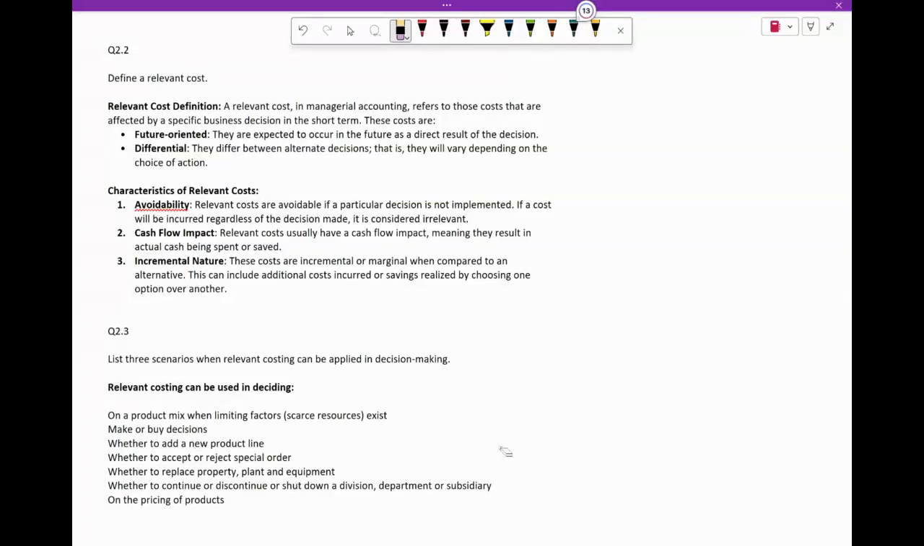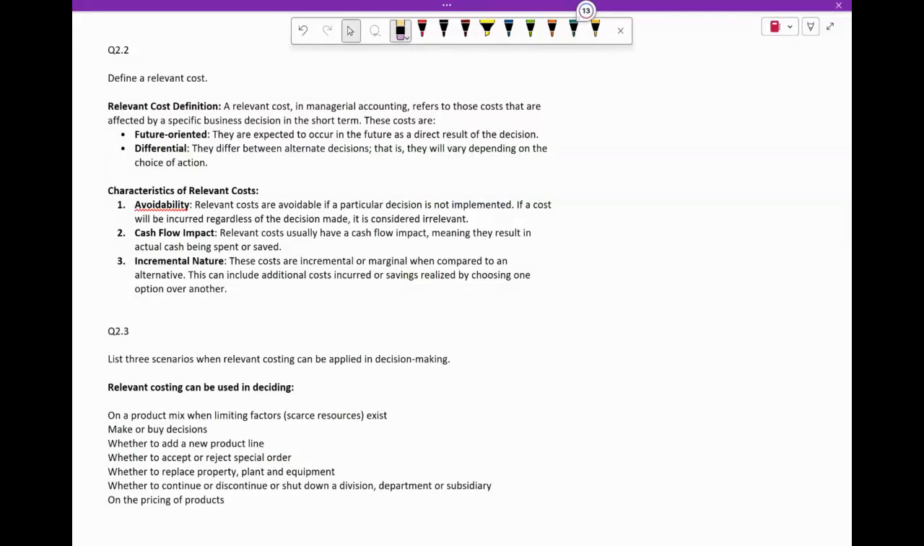We want, at all times, as financial professionals, to reduce our costs, because in reducing our costs where possible, we're increasing our profit. It's the easiest way to improve your results. Just reduce your costs, okay? It's harder to make a sale than to reduce your costs. Incremental nature: these costs are incremental or marginal when compared to an alternative. This can include additional costs incurred or savings realized by choosing one option over the other.